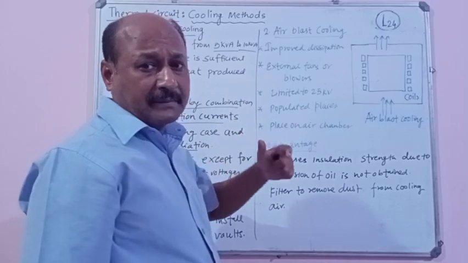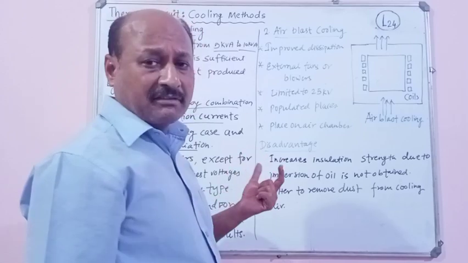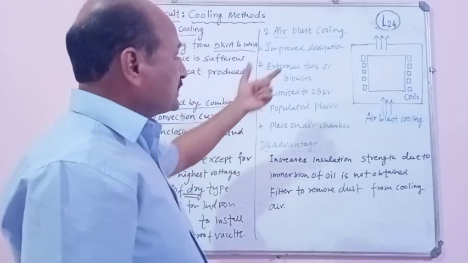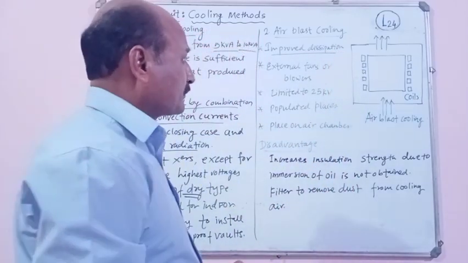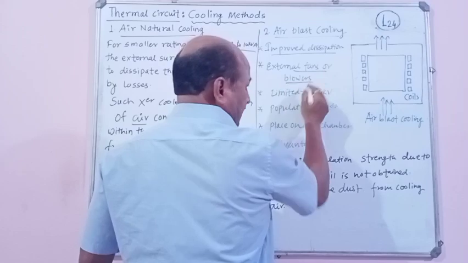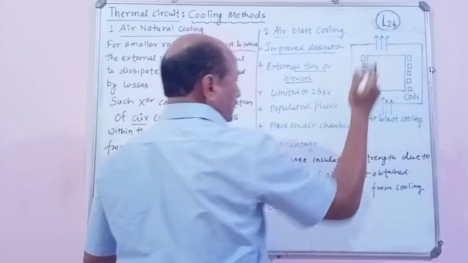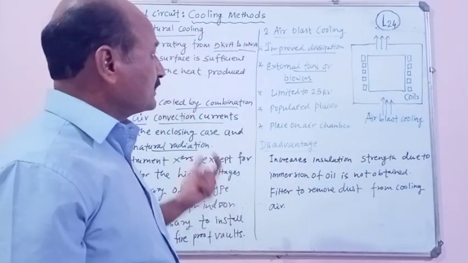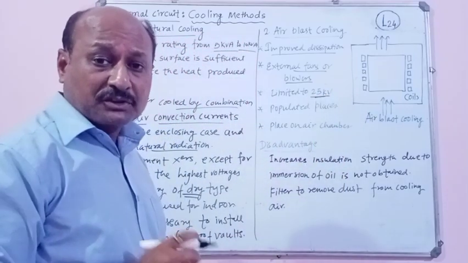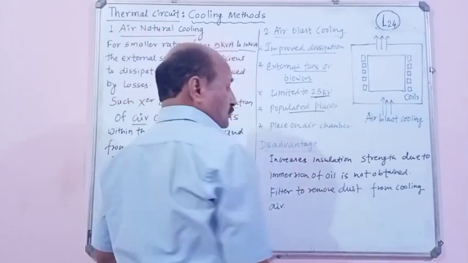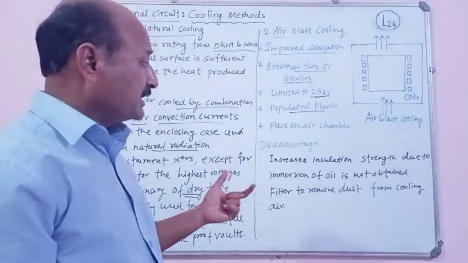The second method of cooling is the air blast cooling. From the name itself, air blast means you have to blast the air by external means, that is by using fans and blowers. Due to this air blast, the dissipation will be improved. We require external fans and blowers to blast the air, and it is circulated through the core and the windings. But what is the limitation of air blast cooling? It is limited up to 25 kV. This will not be useful in populated places, so it is placed in an air chamber.